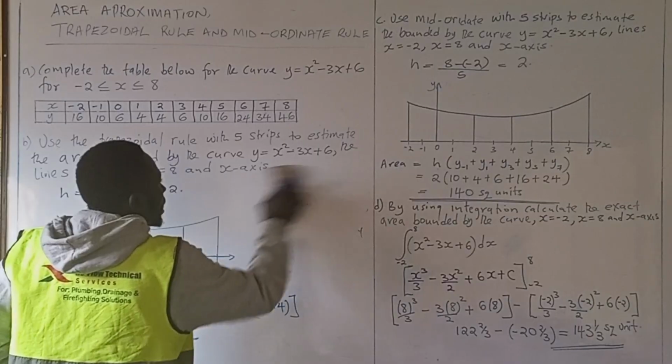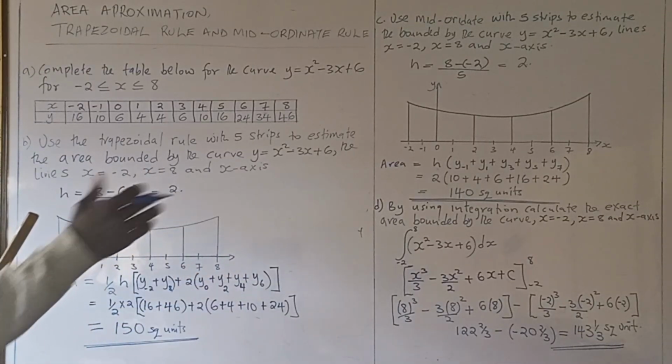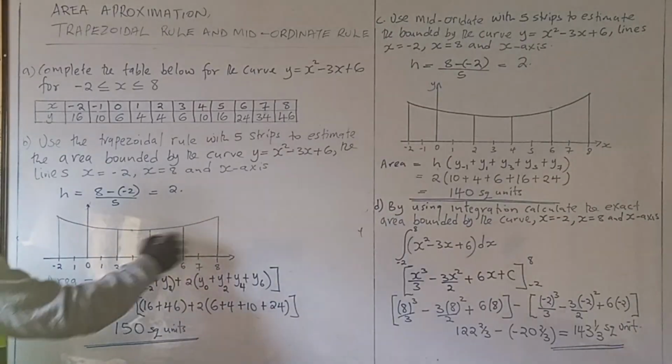After getting 2, you can now sketch the graph. The graph is starting from negative 2 up to 8. So negative 2, you add 2, you get 0. Then you add 2, you get 2. You add 2, you get 4. You add 2, you get 6. You add 2, you get 8. So you are adding a span of 2, 2, 2, 2, 2. So you sketch the graph.